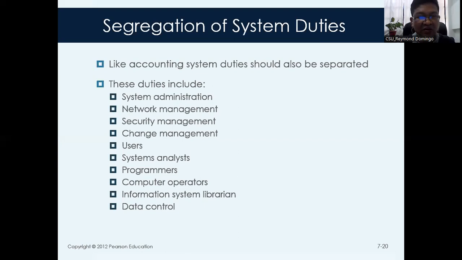Okay, these duties, yung mga dapat paghiwalayin: system administration, network management, security management, change management, users, system analysts, programmers, computer operators, information system librarian, data control. Okay, dapat magkakahiwalay mga yan.